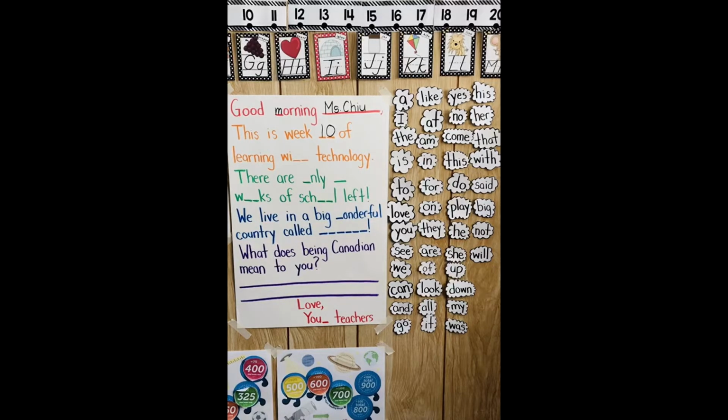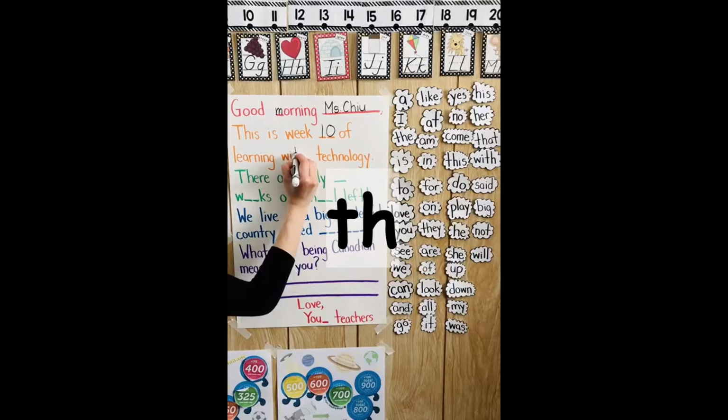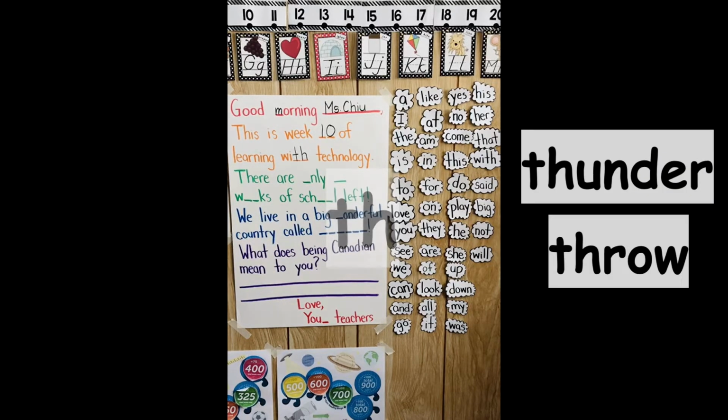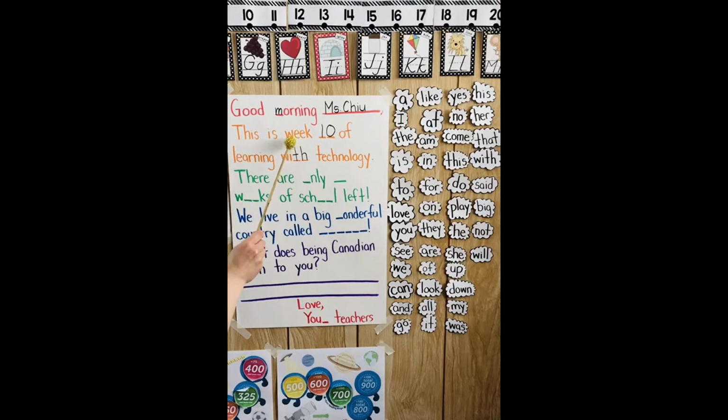Now let's fix the word with. Can you say with? With. We're missing the th sound. 2 letters blend together to make the th sound. It's the letters T and H. T and H make a th sound, like in the word thunder and the word throw. This is week 10 of learning with technology.